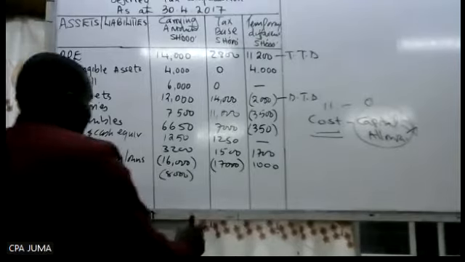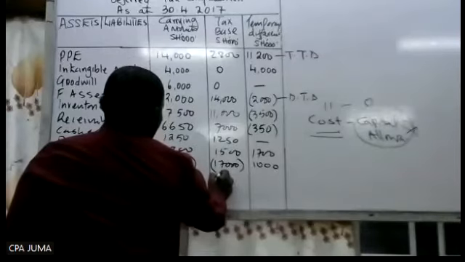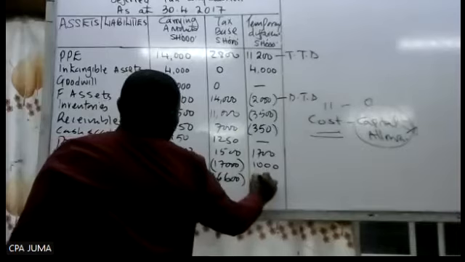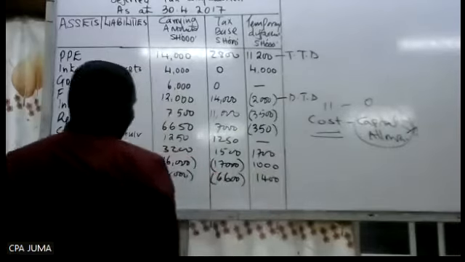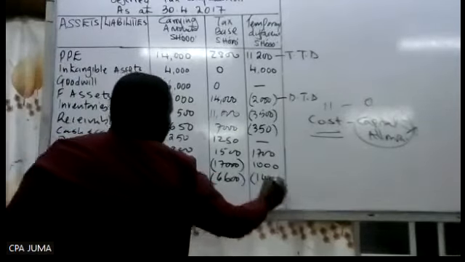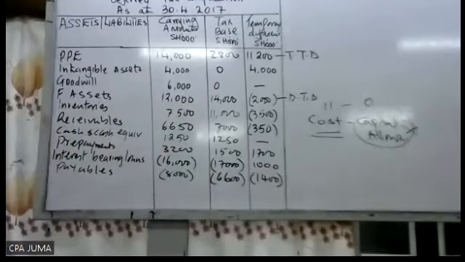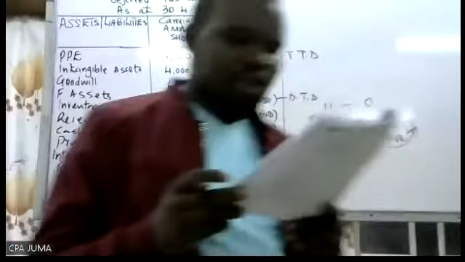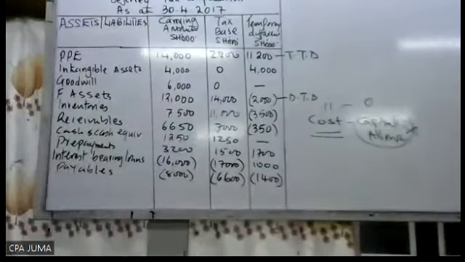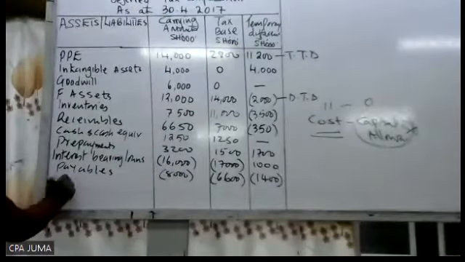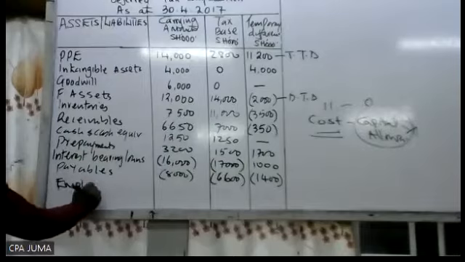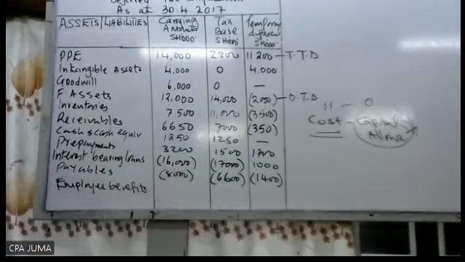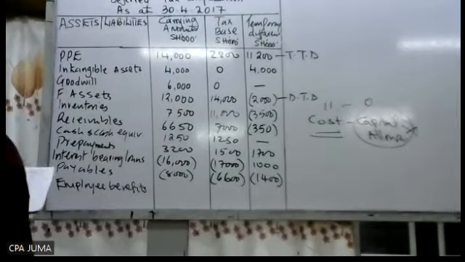That one comes to 6.6. Okay. Then that 1.4 will be tax deductible. We don't tax it until it is paid. Next, after payables, we have employee benefits. Employee benefits, we have 2.